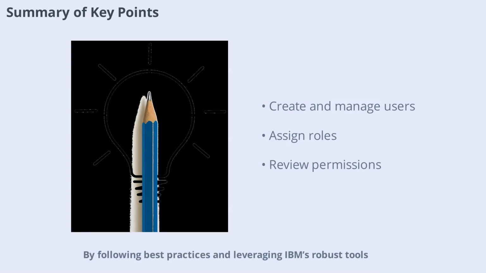To recap, effective access management involves creating and managing users, assigning appropriate roles, and regularly reviewing permissions. By following best practices and leveraging IBM's robust tools, you can maintain a secure, efficient environment that supports your organization's goals. Remember, access management is an ongoing process that requires attention and adaptation as your needs change.